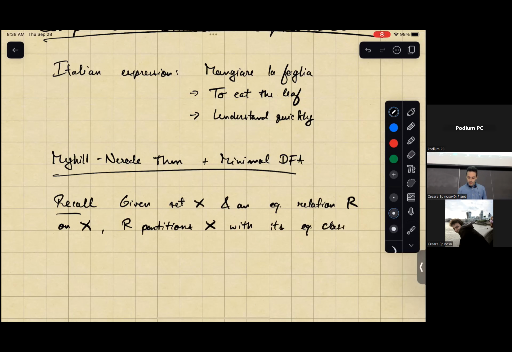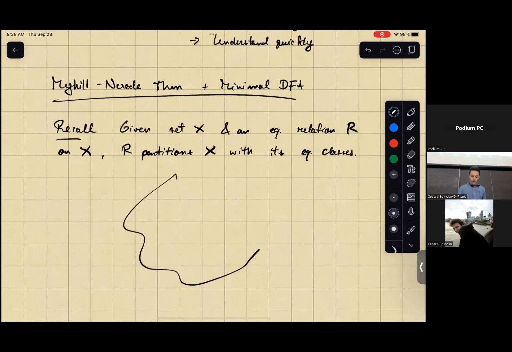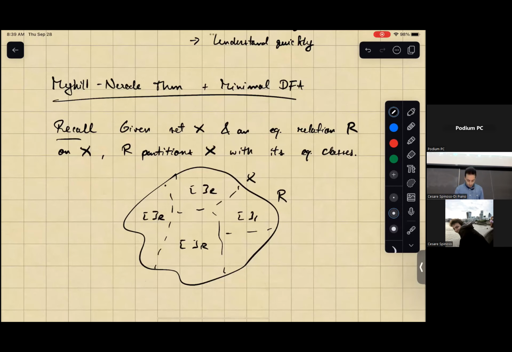Pictorially, what does that mean? Imagine this is my blob X, and I have some equivalence relation R on it. R is going to partition the set X. Maybe this is one partition, this is another, this is another, and this is another. Each of these partitions can be represented by equivalence classes of R. All of the equivalence classes together, when you take their union, give you the set X. And because it's a partition, there isn't any overlap between the equivalence classes.